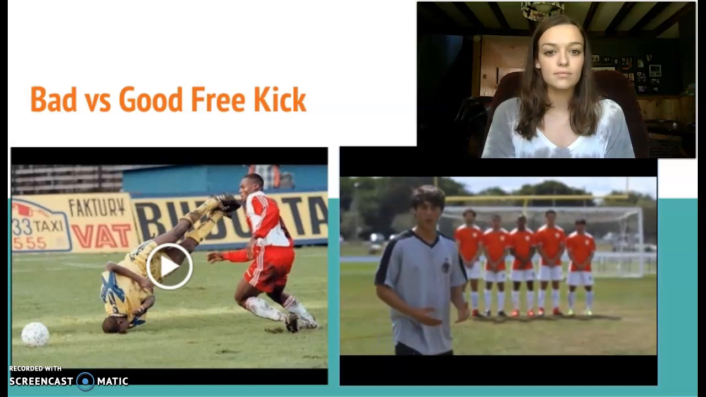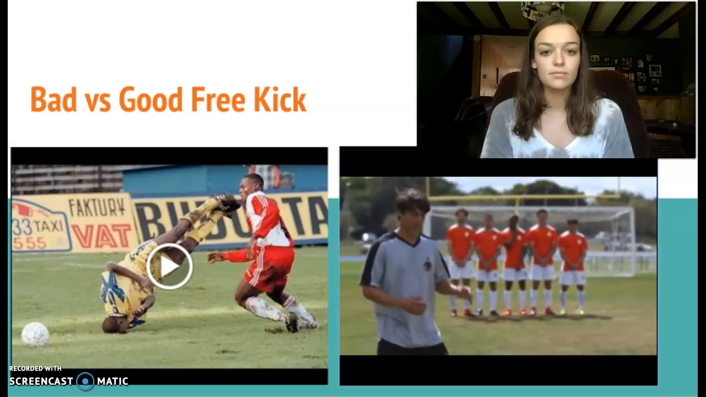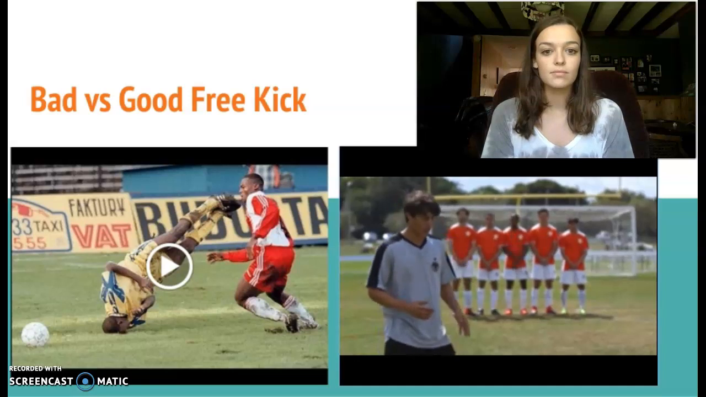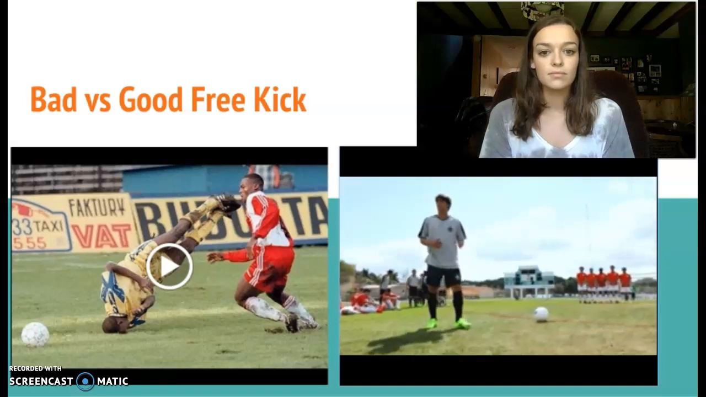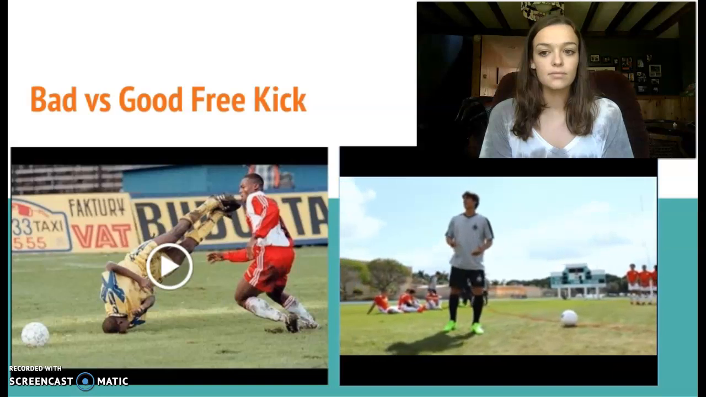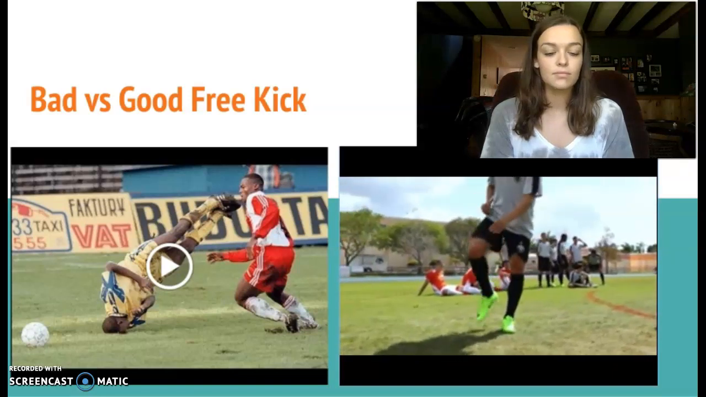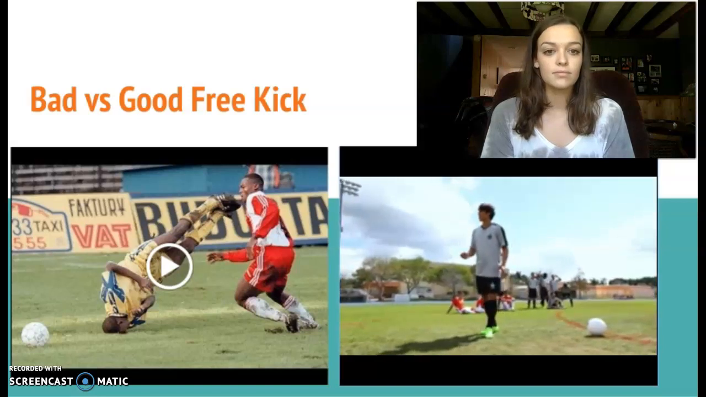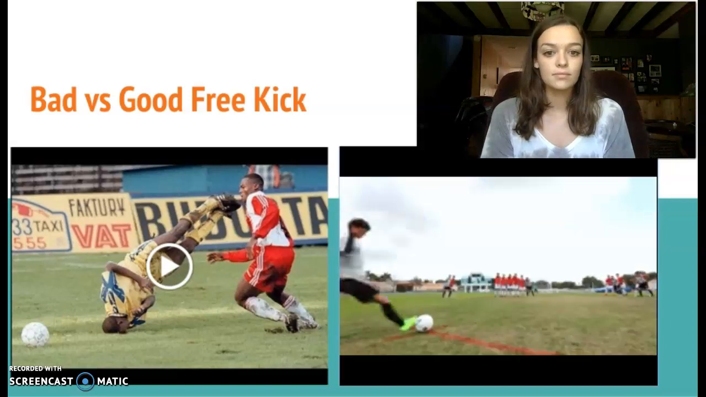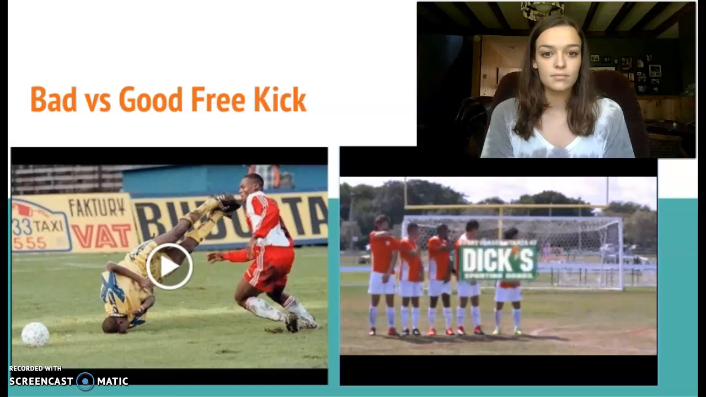Now, when you approach the ball, the most important part is your plant leg, and you want to put the foot facing the direction of where you want to hit it. There's 2 ways of hitting the ball. You can strike it with the laces, that's for power, or you can finesse it and hit it with the instep. And that's the proper way to execute a free kick.